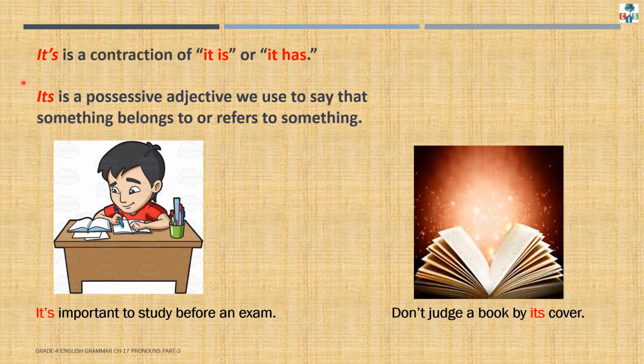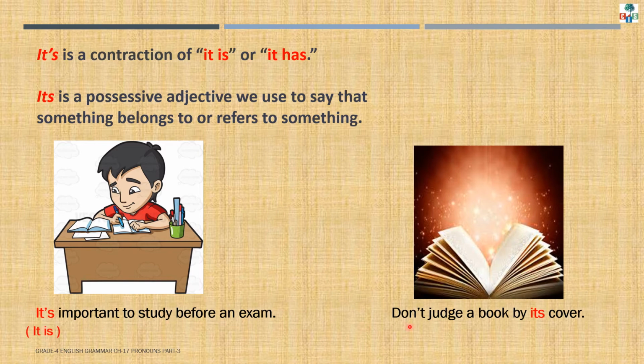Now children, see the difference between it's and its. If it's is used with an apostrophe, it means it is a contraction of it is or it has. And if its is used without an apostrophe, it is a possessive adjective. We use it to say that something belongs to or refers to something. Now see this example. It's important to study before an exam. Now in this sentence, I have used it's with an apostrophe. Here, it's with an apostrophe means it is. It is a contraction of it is. It's important to study before an exam.